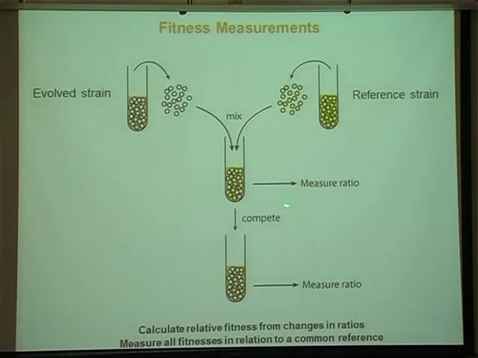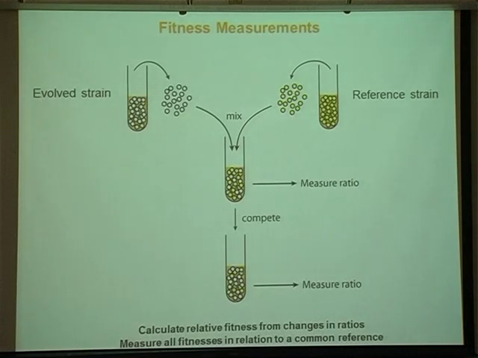All right. Then you compete this population in the same environment in which you were doing the evolution, and after a day or two, a couple days of that competition, you measure the ratio again. And the difference in these ratios tells you how many more or less offspring the evolved strain is leaving than the reference strain in each of these cycles. And so that gives you the relative fitness of the evolved strain compared to the reference. And then we can measure all evolved strains relative to the same reference. Okay? And so then we can get the relative fitnesses of everything.